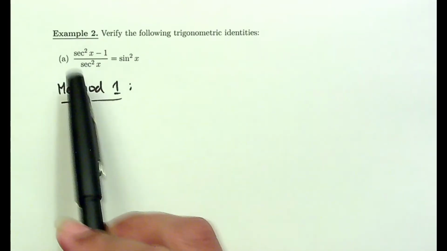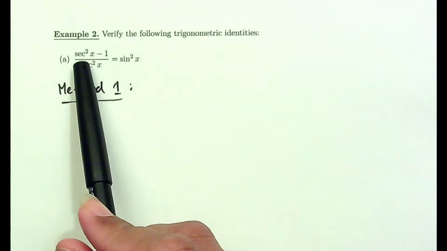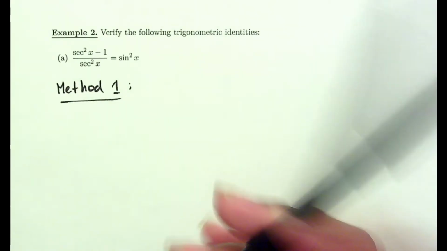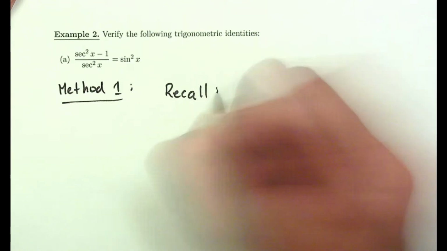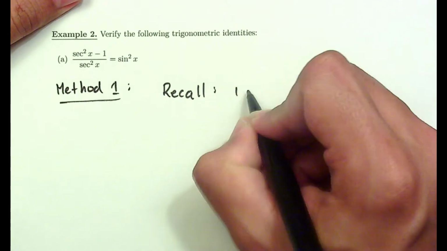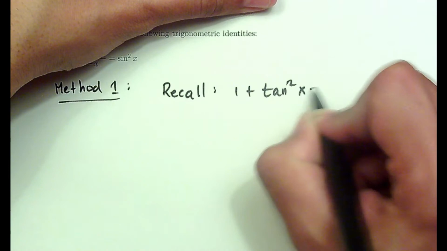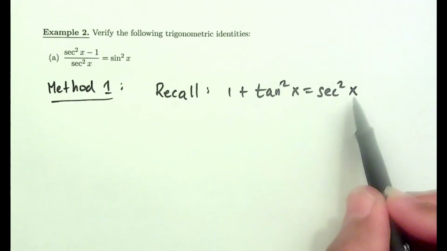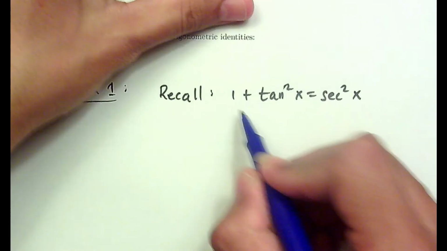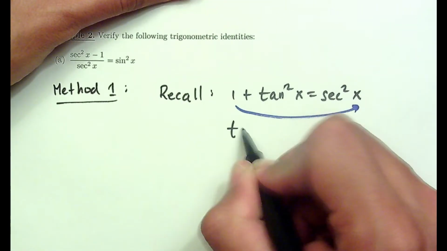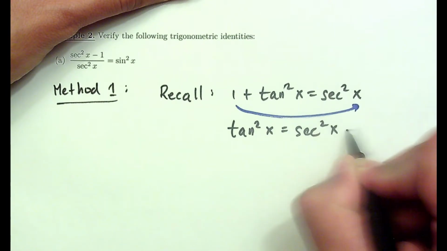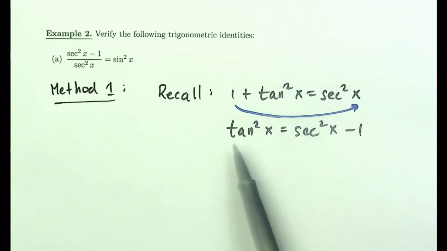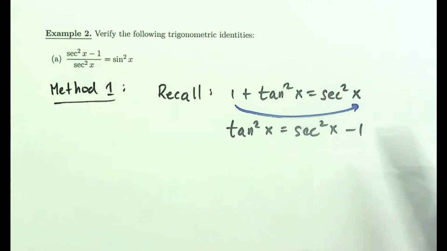One way is the numerator actually kind of reminds me of a trigonometric Pythagorean identity. And indeed, there is a trigonometric Pythagorean identity that has a secant squared and a 1. And what is that trig Pythagorean identity? Well, it is 1 plus tangent squared of x equals secant squared of x. That's one of the 3 Pythagorean identities. Now, if you move the 1 to the left-hand side, what would you get? You would get that tangent squared of x equals secant squared of x minus 1. But that is precisely the top right here. The top is secant squared minus 1, so this equation right here tells me that the top is actually tangent squared. So that's one way we can start this problem.